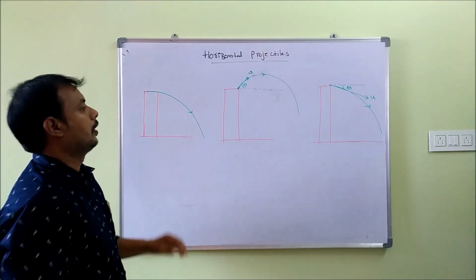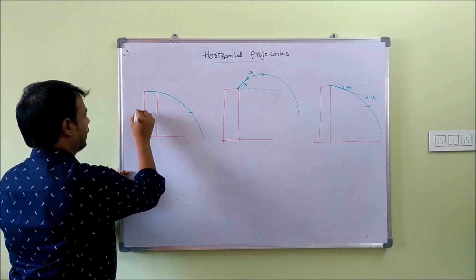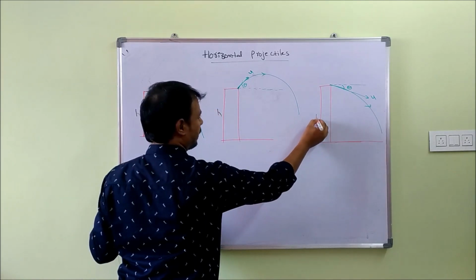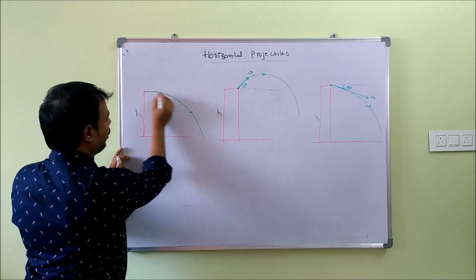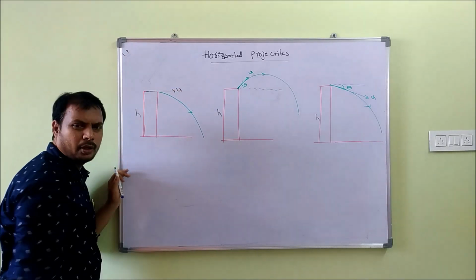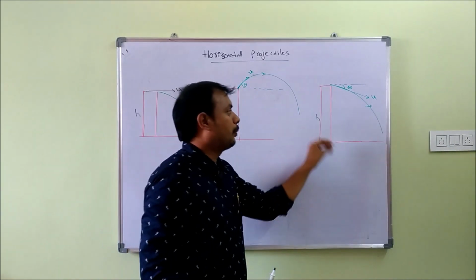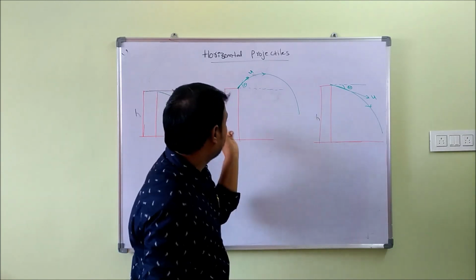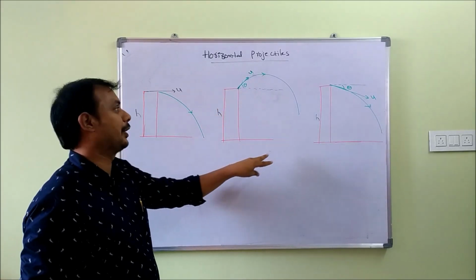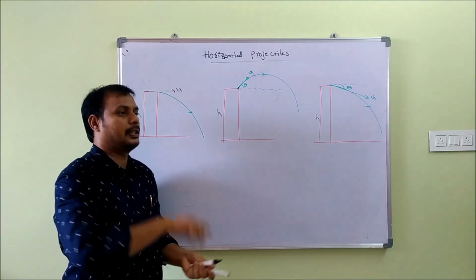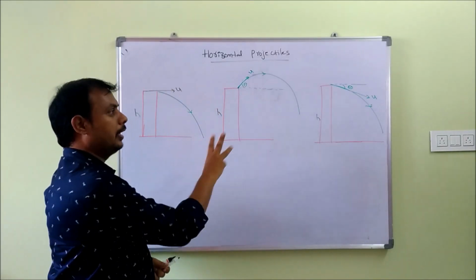Now see these three different cases. The height of the tower is the same, h, in all three cases. The body is projected in different ways. One is in the horizontal direction with velocity u, the second is projected upwards with the same velocity, and the third is projected downwards with the same velocity. These three bodies are projected from the same height with the same velocity but in different directions.